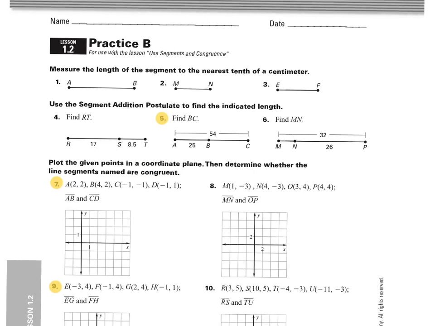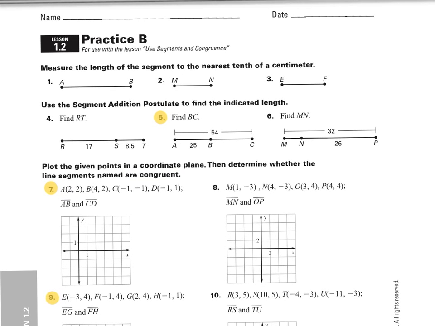Okay, so now let's look at 1.2. The first one you're just measuring, so I had to skip it. The second one says use the segment addition postulate to find the indicated length. So if this whole thing is 54, and this part is 25, to find BC, I just have to do 54 minus 25, and I get 29.